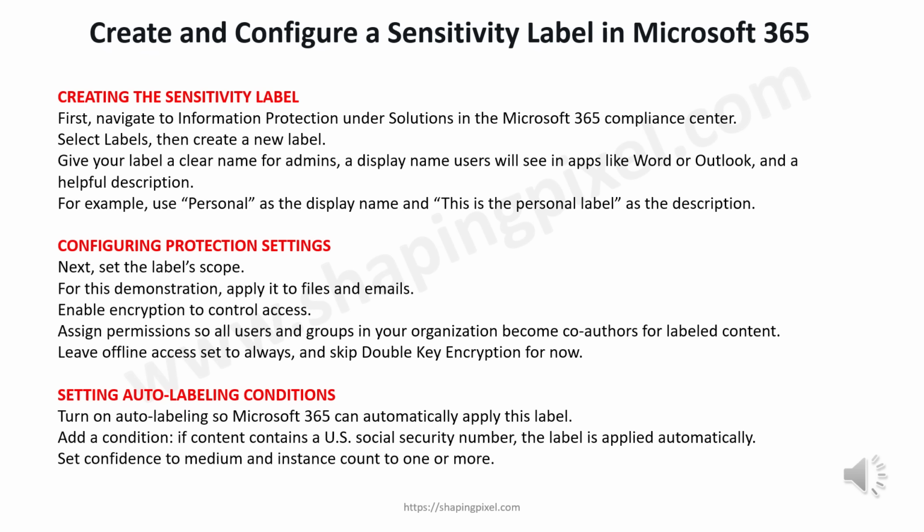Turn on auto-labeling so Microsoft 365 can automatically apply this label. Add a condition: if content contains a U.S. Social Security number, the label is applied automatically. Set confidence to medium and instance count to 1 or more. With these steps, your sensitivity label is ready to protect sensitive data automatically and efficiently in Microsoft 365.